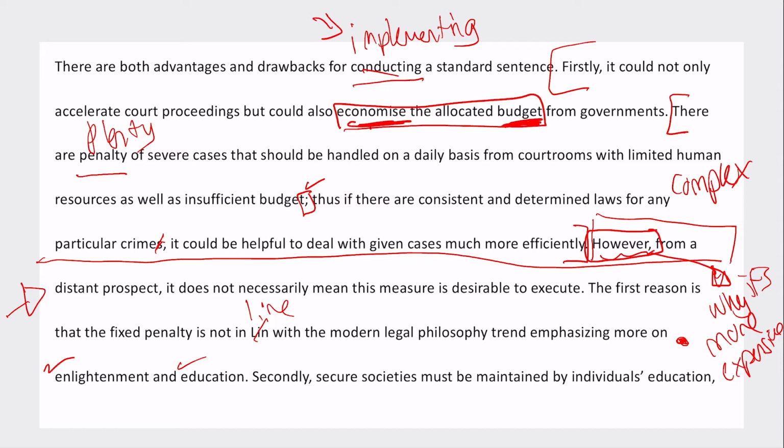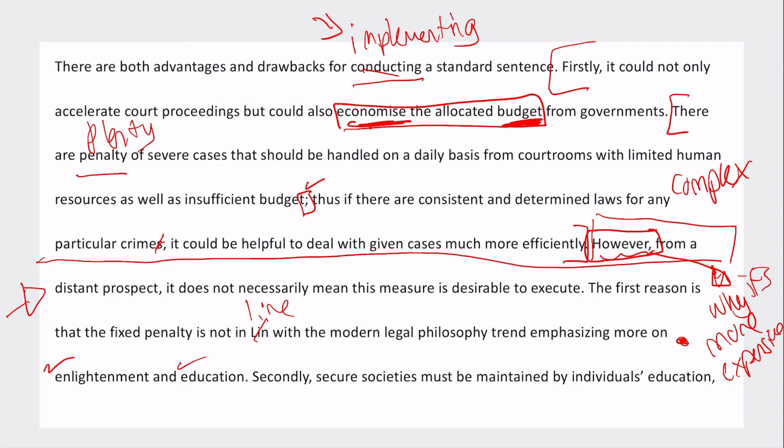So from the short-term view, yes, this could save money, but when we look at the longer-term effect of fixed sentences, it actually increases the prison population and costs the government more money. And then you give an example. A study by the University College London found that governments with fixed penalty punishments spent more on prison services over 10 years than countries without. Okay, so can you see how I linked the topic sentence and the counterpoint together? So that's kind of what you need to be doing.